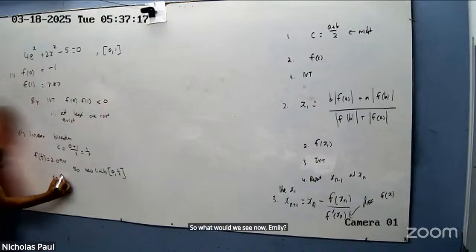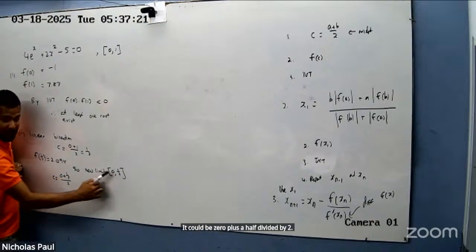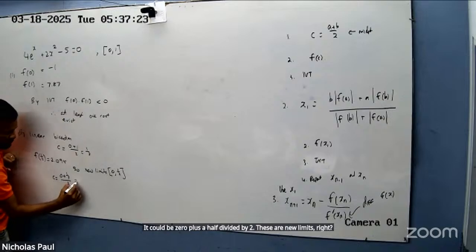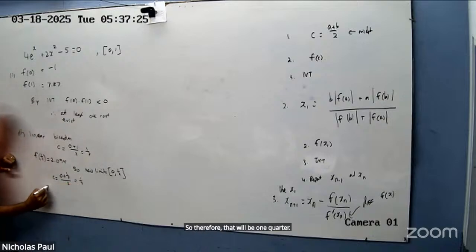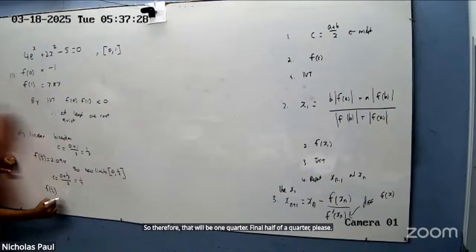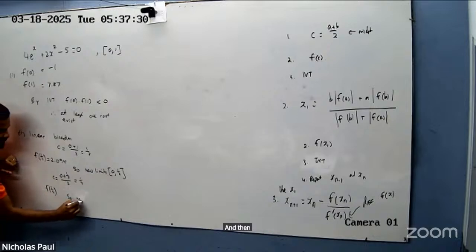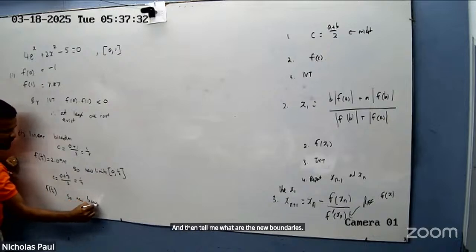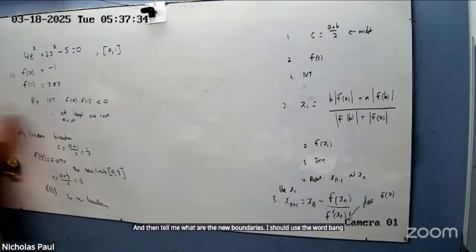So what would we see now? It will be 0 plus a half, divided by 2. These are your new limits, right? So therefore, that will be 1/4. Find f of a quarter, please, and then tell me what the new boundaries are. I should use the word boundaries as opposed to limits.